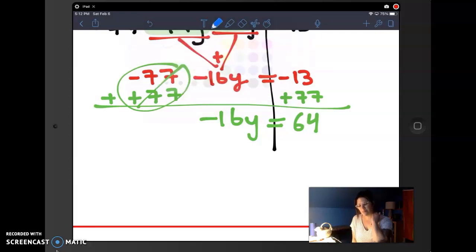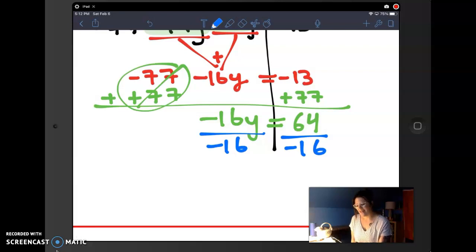The last step of this is to divide by the number that's in front of the y. Usually we would say in front of the x, but in this case we're using y first. And then we have y is equal to negative 4, sorry, because it's positive 64 divided by negative 16.